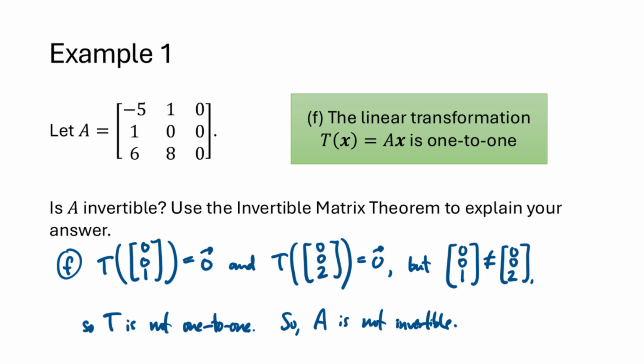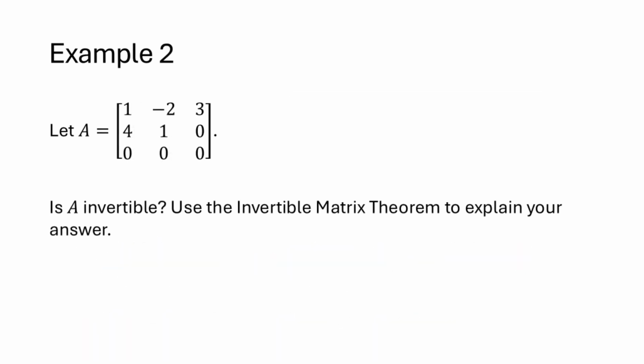Okay, let's move on to another matrix. But again, we're applying the same ideas and trying to use a wide variety of these different statements of the invertible matrix theorem just to see how they could apply to any given matrix. So here we see that we have a row of zeros. So how could we use that to our advantage to figure out how we could say that this matrix may not be invertible?